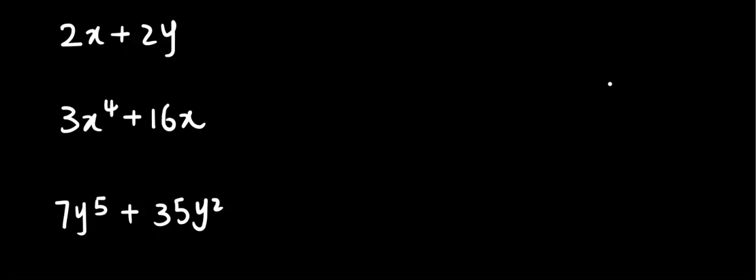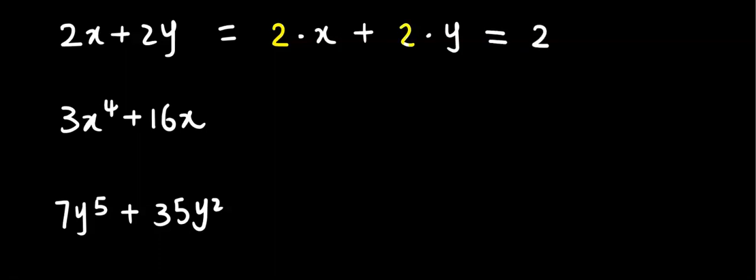We have 2x and 2y. We're going to do slow baby steps. So think about it: 2x is 2 times x, and 2y is 2 times y. Both of them have 2. Therefore, we're going to factor out the 2.